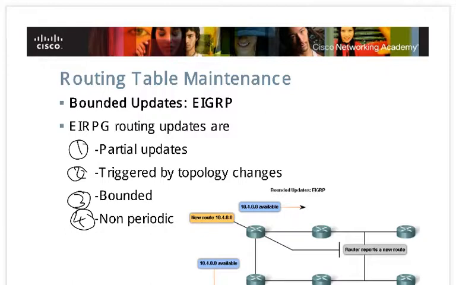So non-periodic means it's triggered, meaning that only if there is a change, I need to send a message update. If there's no change, then I don't have to do message updates. Okay? Partial talks about the fact that I don't have to include all the routing table in the message.